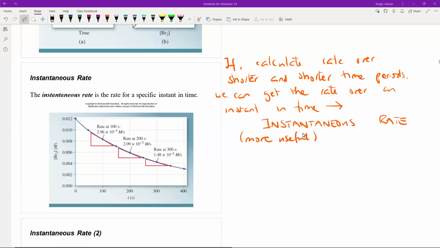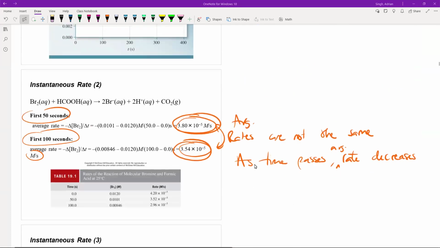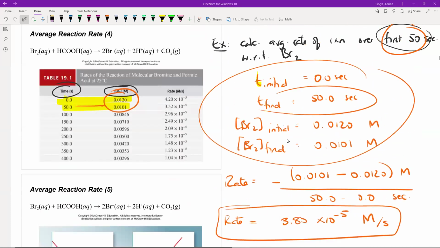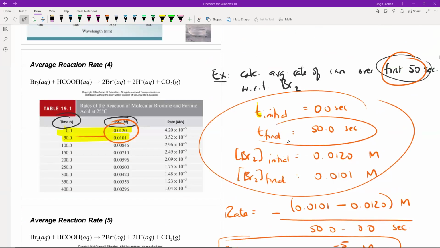So as we've seen, we can calculate the average rate of a reaction if we choose 2 time points, and then we look at the concentration of the reactant and how they change during that time, and divide it by the time that it takes for it to happen.